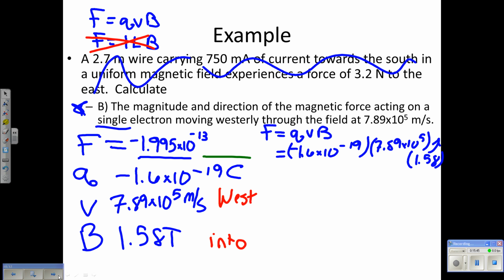Now we need direction. V is to the west. B is into the page, which is an X. Okay, so point your fingers at the screen, your thumb pointing towards the left or the west. Your palm should be facing downward. Okay, so towards the south in this case.